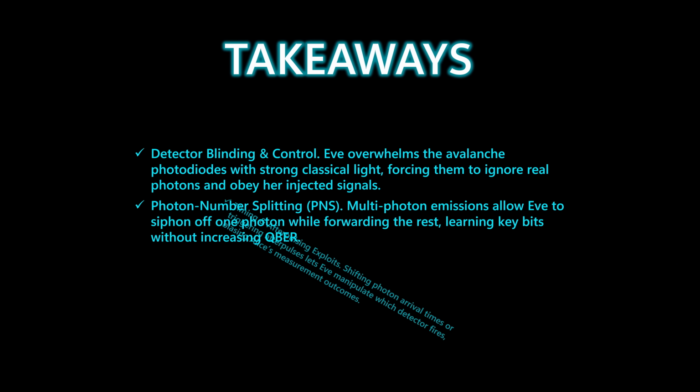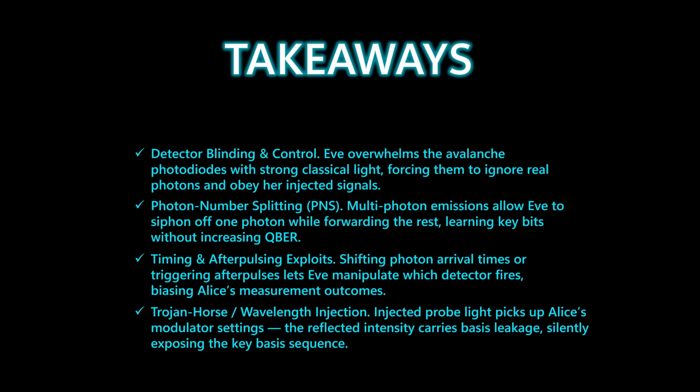To finish up, let's summarize what we learned. The first vulnerability we looked at was detector blinding and control. Here, Eve overwhelms the avalanche photodiodes with strong classical light, forcing them to ignore real quantum photons and click only when she tells them to. Next, we explored the photon-number splitting attack, or PNS. Whenever Alice accidentally emits multi-photon pulses, Eve can peel off one photon for herself and forward the rest undisturbed, quietly learning key bits without raising the error rate.